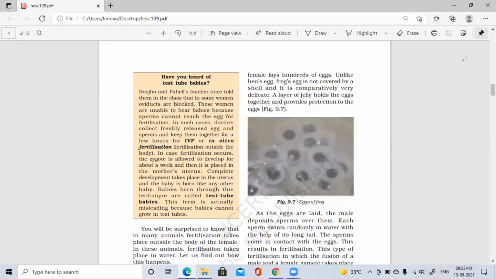This is what actually happens in external fertilization, right? Why are there a number of eggs? Because all the eggs will not fertilize. Many will not get the sperm. Many will be eaten by other animals, or many will not hatch. There may be many reasons. That's why they release hundreds of eggs at one time. That is a natural process.